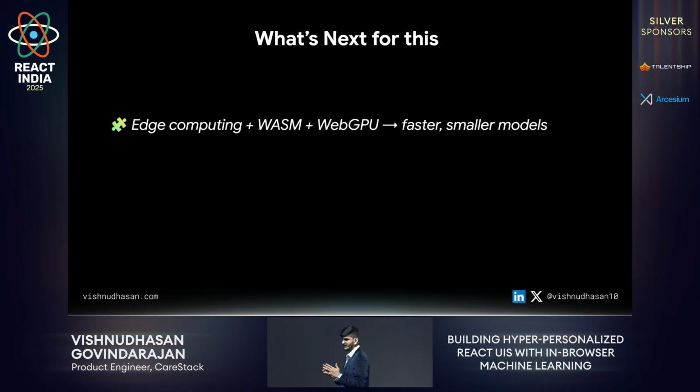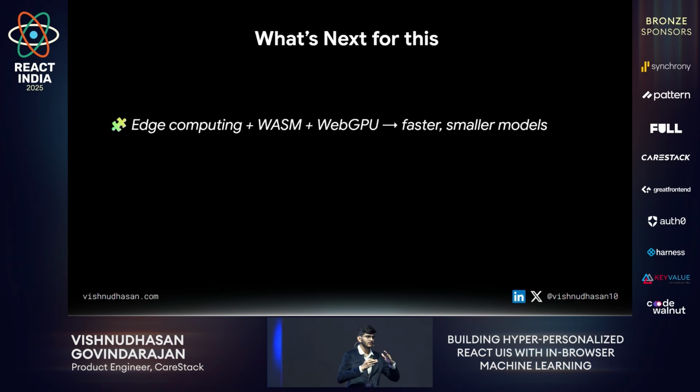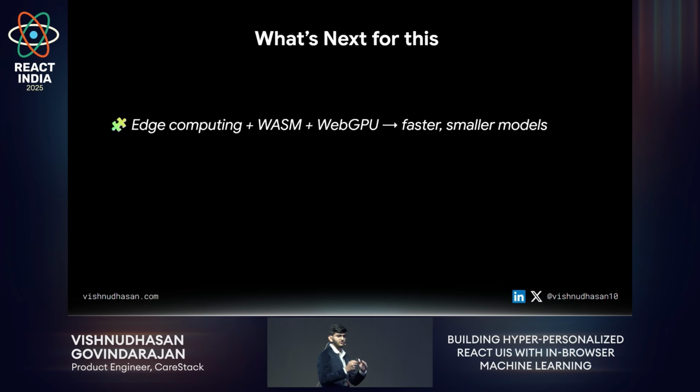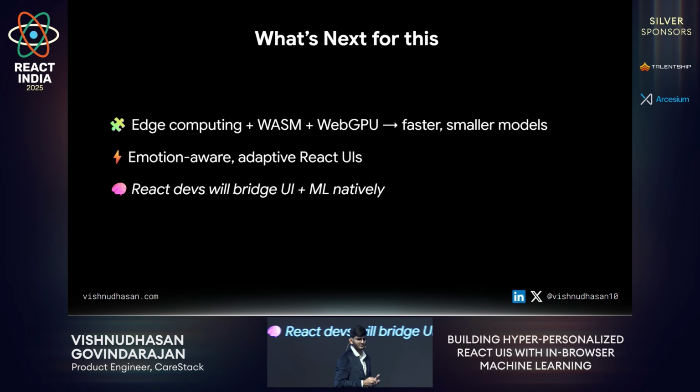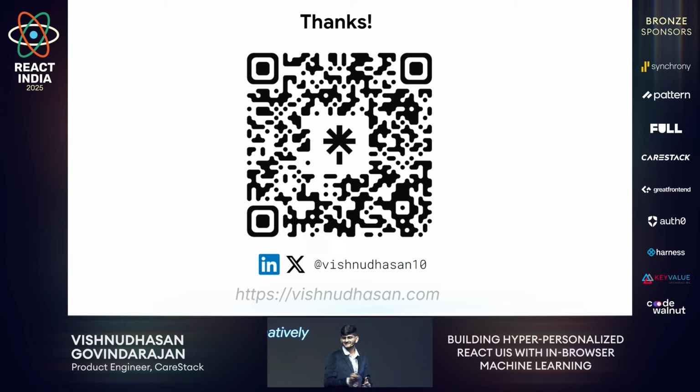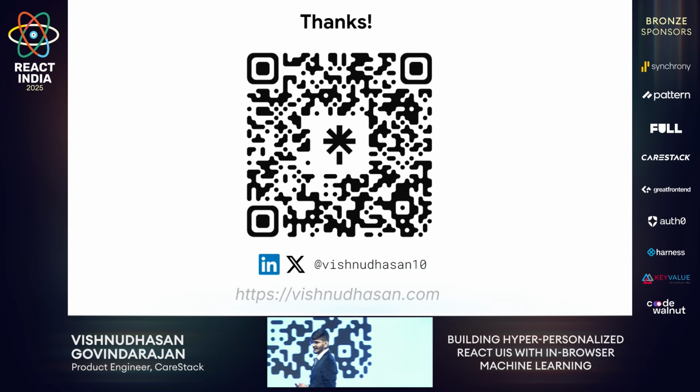Cool. When it is leveraged with a lot of things like edge computing, if we leverage the power of WASM and WebGPU and all, that would work really awesome. It can create wonders. Then we can create emotion-aware and adaptive UIs. It reads our face, it's going to switch the UI, it's going to theme based on mood. This is going to be the future of React devs. Yeah, obviously it will be, sometimes. Cool. I think it's done.